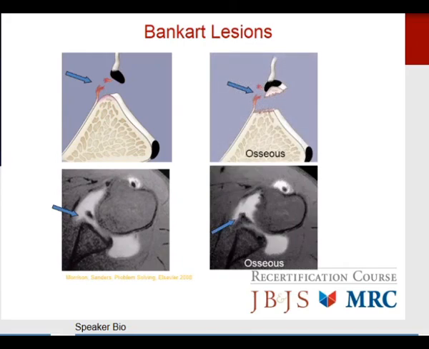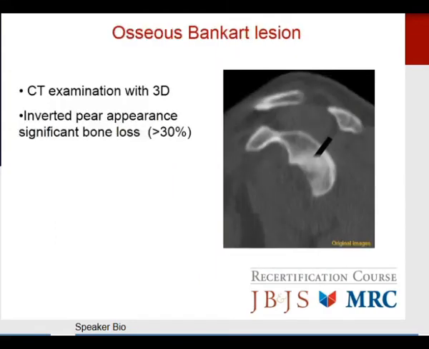So in this case, we see not only a tear of the labrum, but we see disruption of the anterior inferior glenoid cortex. We can see this fragment is irregular and displaced, and CT imaging can be very helpful in further defining the appearance of the osseous Bankart. Anytime we have more than a loss of about 30% of the bone stock along the anterior inferior margin, this is referred to as the inverted pear appearance.